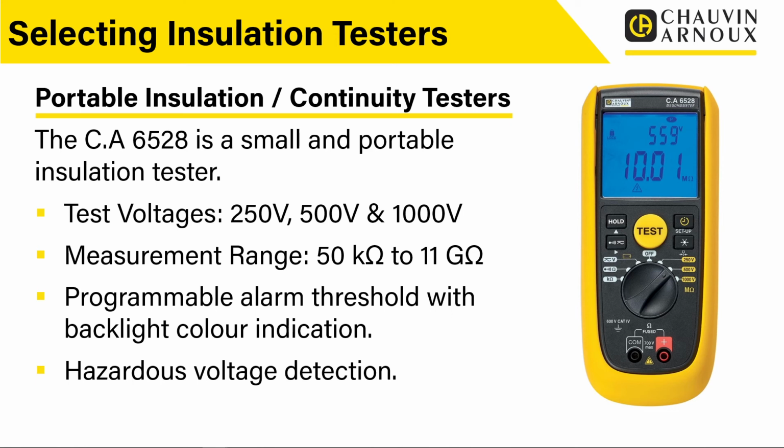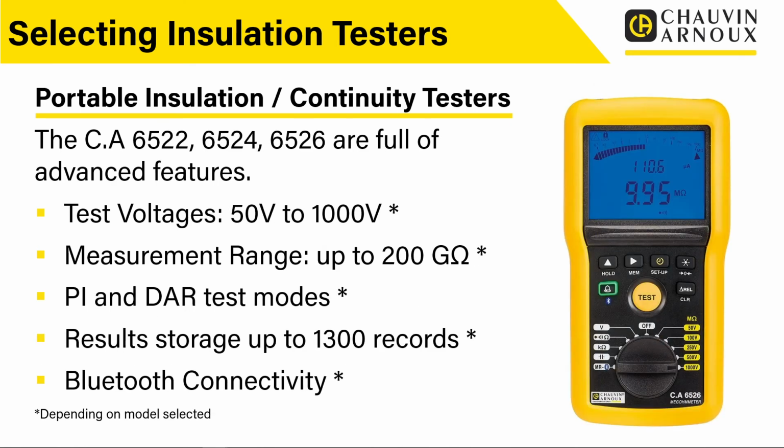So moving on up the scale now, we go to the next range of testers, and this is our 65 series, or 65 range. So we've got the 6522, 6524 and 6526. And these are really more advanced versions of what we looked at with the 6528 there. So there are differences between the various products in the range. You'll see the little stars on there, and the little stars are saying, depending on what product I'm talking about, a lot of these features are on the 6526. The 6522, obviously, as you expect, will have fewer features on there.